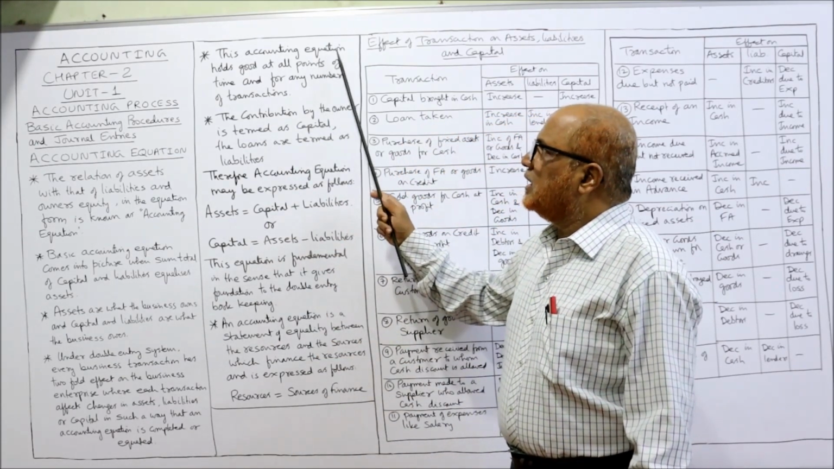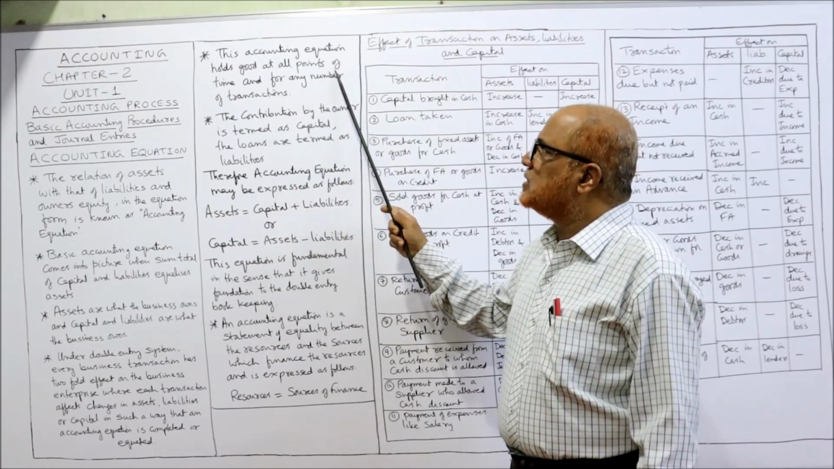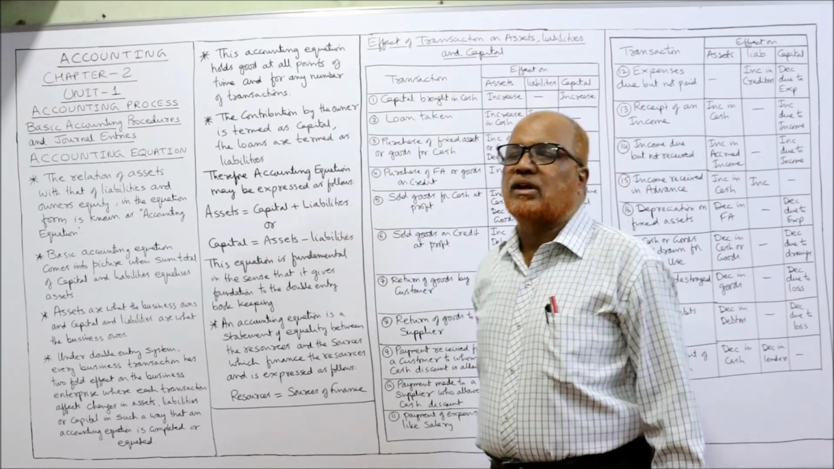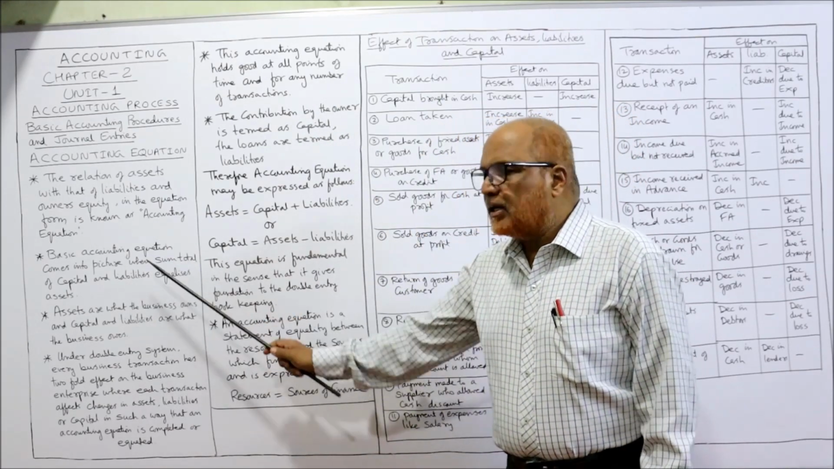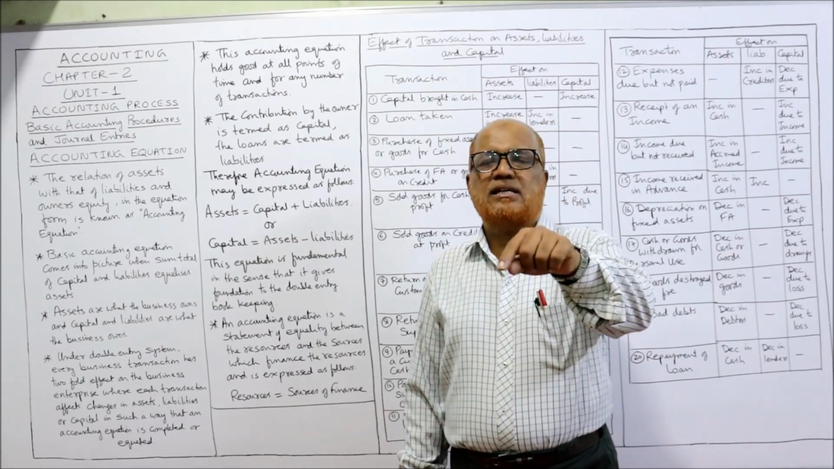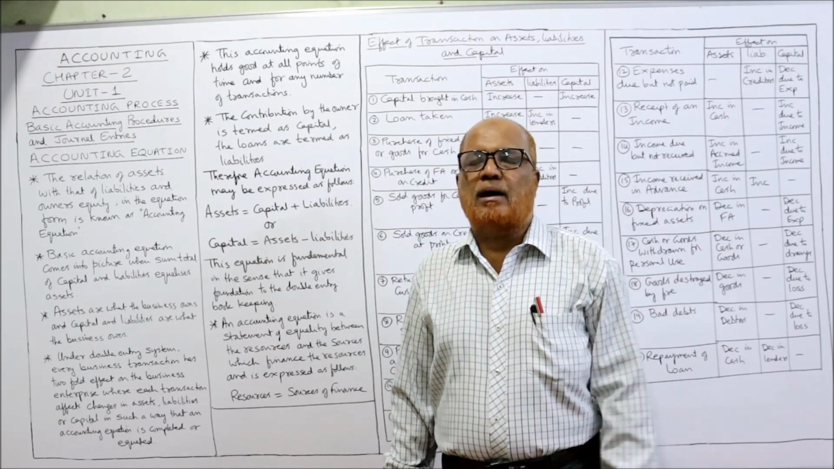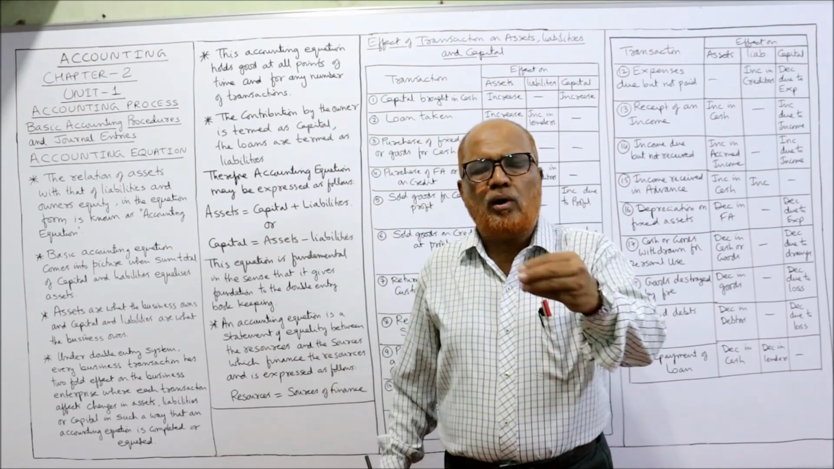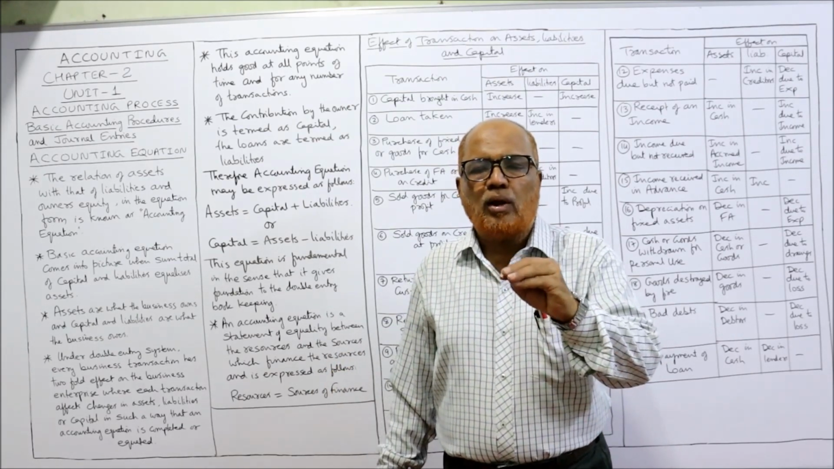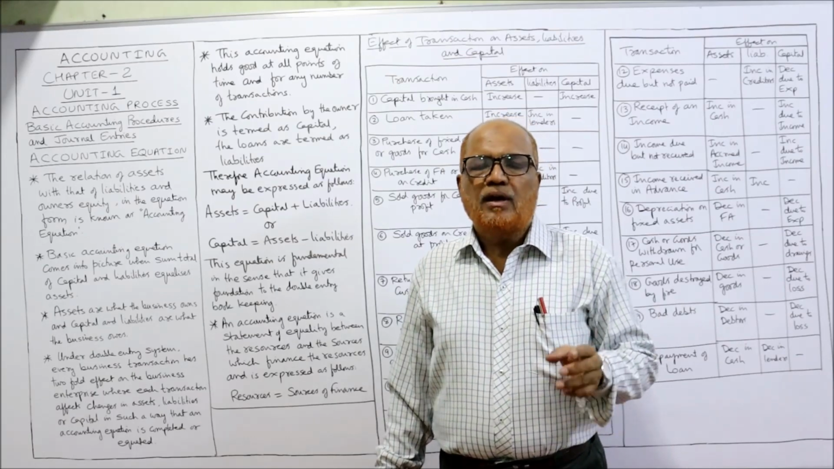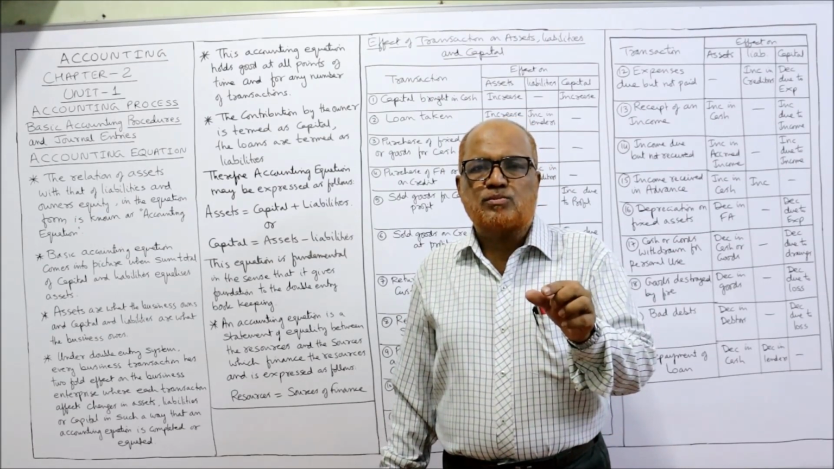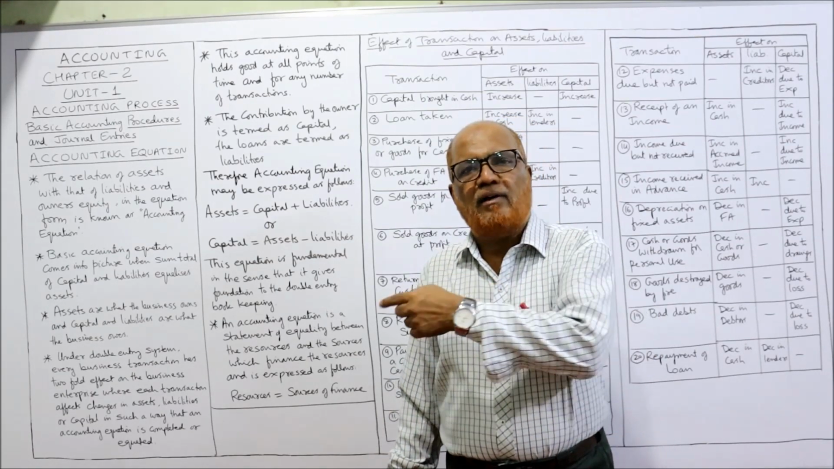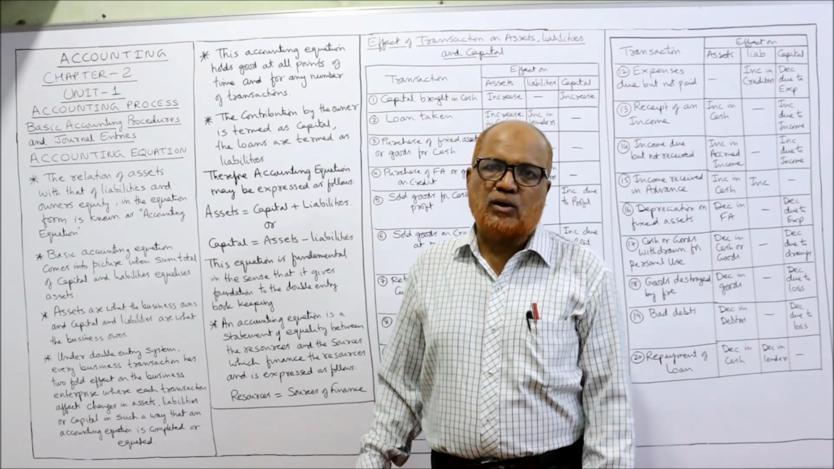Now, this accounting equation holds good for all points of time and for any number of transactions. Whatever accounting equation we are writing, assets is equal to capital plus liabilities. This accounting equation will be applied at all times and for all types of transactions. Any business transaction that takes place will definitely have an effect on the accounting equation.